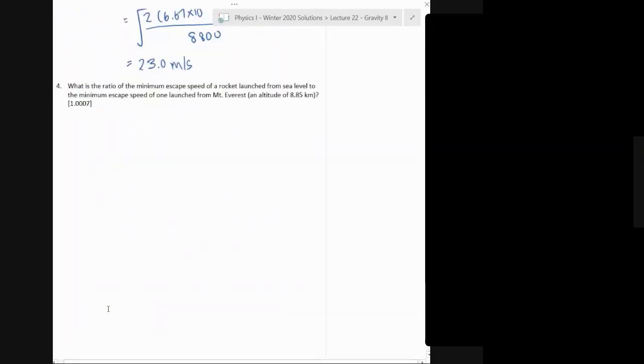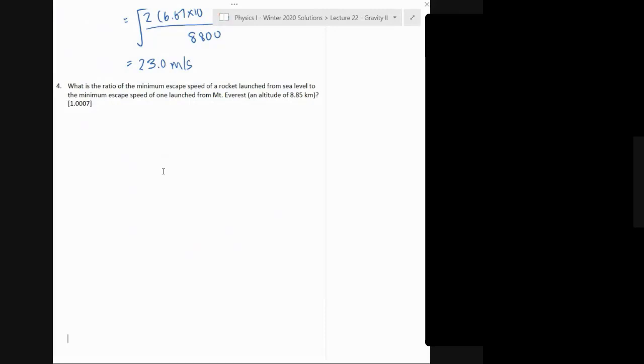Okay, let's move on to number 4. So number 4 says, what's the ratio of the minimum escape speed of a rocket launched from sea level to the minimum escape speed of a rocket that's launched from Mount Everest, which has an altitude of 8.85 kilometers? So we're trying to find the escape speed for a rocket at sea level, implying sea level of Earth, to the escape speed of a rocket that's launched on top of Mount Everest, with this new altitude. And then they want the ratio.